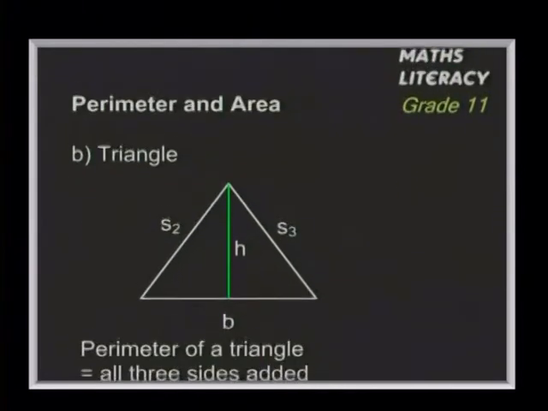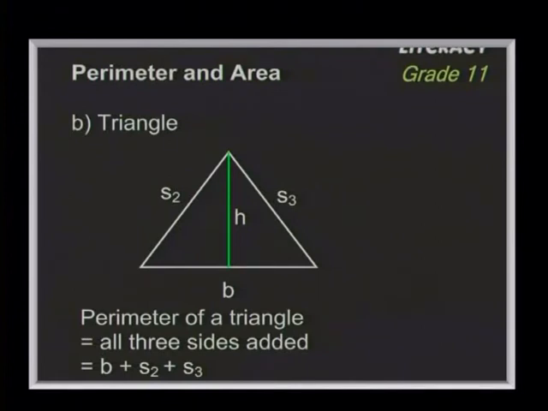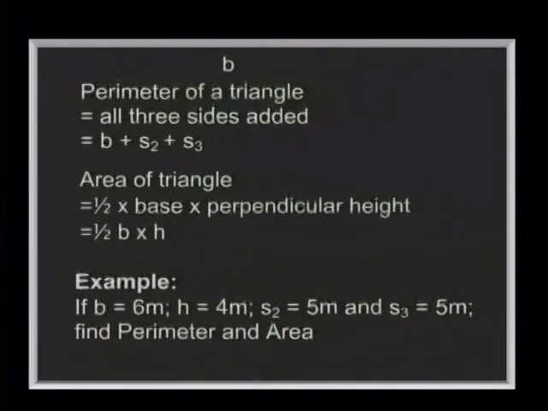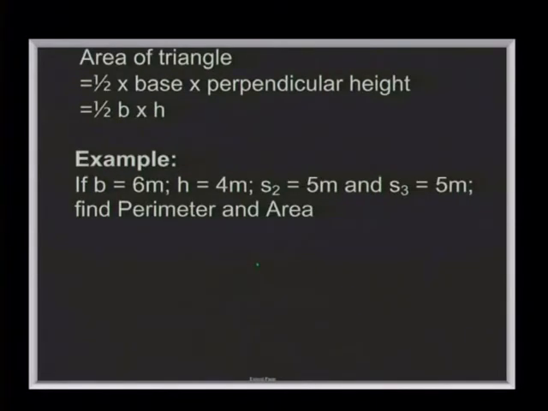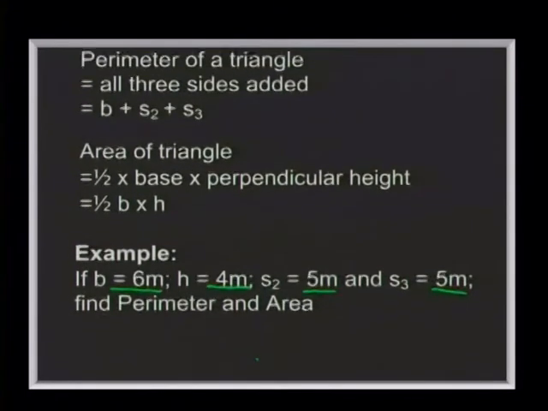Now dealing with a triangle. Your triangle perimeter, again, we're going to just walk around the shape. So I'm going to start in this corner and I'm going to do the base of the triangle plus this side plus that side. That is my perimeter. And then let's do an example. So let's look at a triangle where my base is 6 meters, the height of the shape is 4 meters, and the sides are 5 by 5. In fact, let's go back to the shape for a second and fill in all these details.